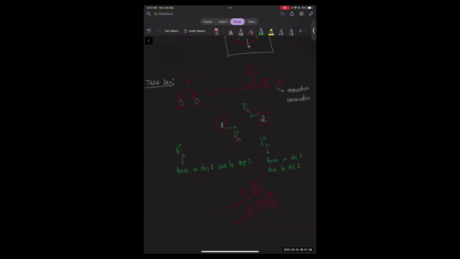Let's focus on one of them. Let's say we take this as our system. This is our system. Then how many forces act on this object? It just has one force. So it can move because the only force acting on this is F21. The other force is acting on another body.